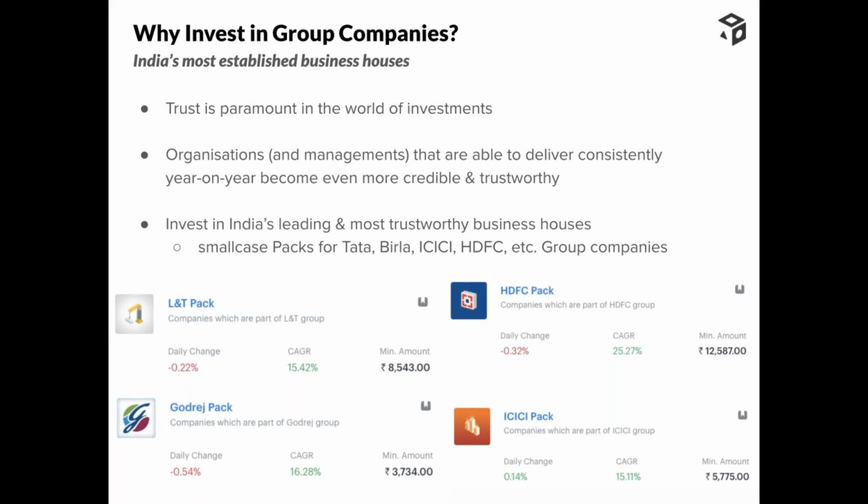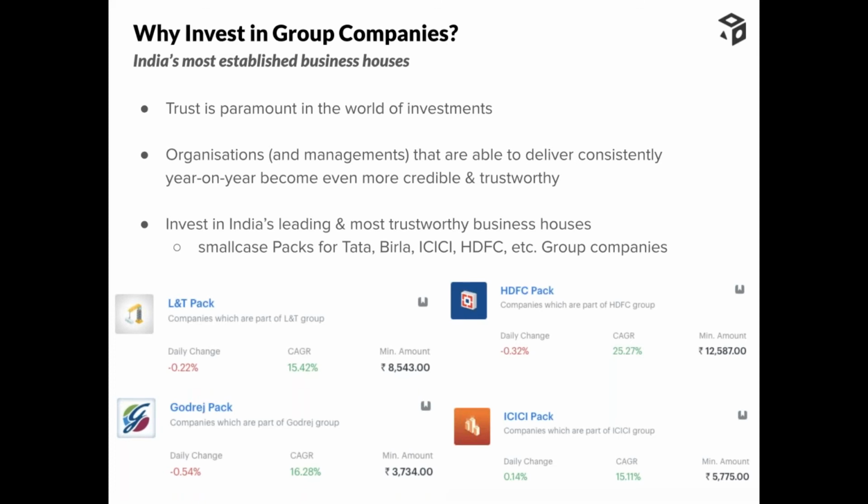Now the question is, why is it a good idea to invest in these group companies or in these large and established businesses? See, the main reason is essentially that everything, even in the world of economics and investments, runs on trust. Essentially, it's a very human thing that trust is paramount when doing business. Trust is paramount when it comes to the stock market also.